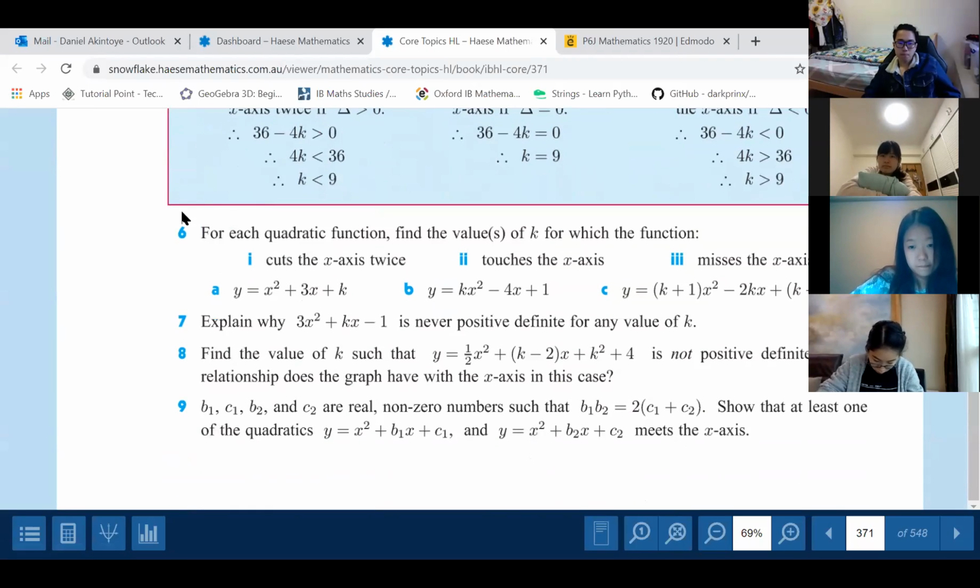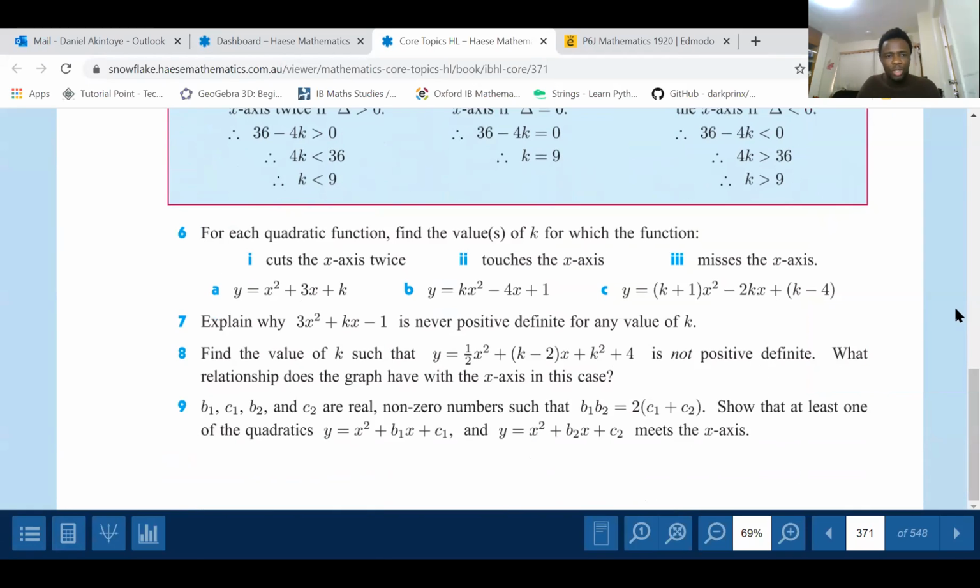So if that's the case, I leave you with question 6 and 7. Okay, I put you in breakout groups. I send this to WeChat. 6 and 7. You have 10 minutes. Okay, 6 seems to be a lot of questions. Let's do this: do question 6C and 7, just 6C and 7. 6C, you have 3 questions. You find K when it cuts twice, when it touches the x-axis, and when it misses the x-axis.